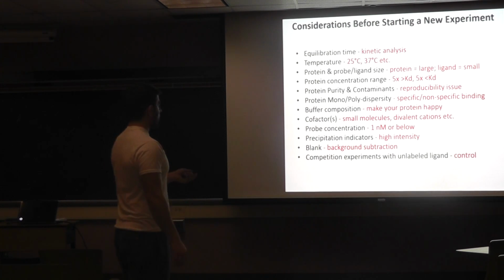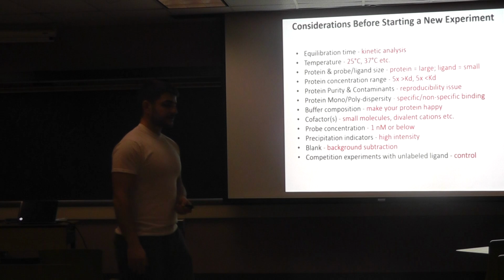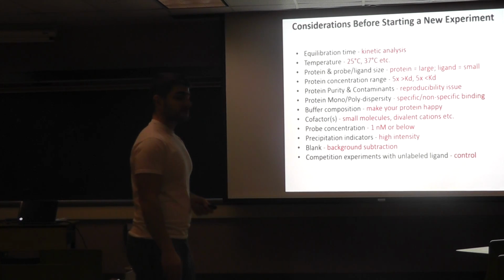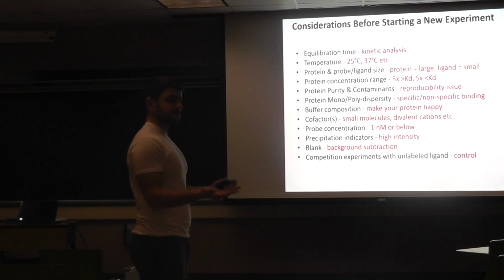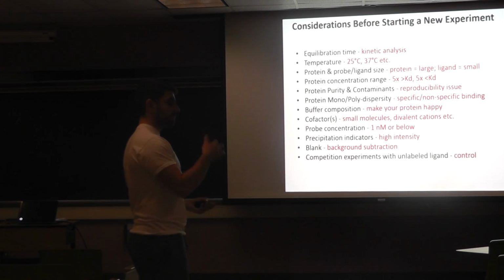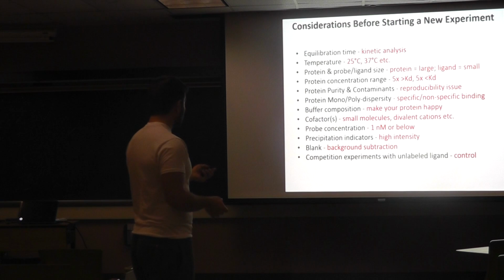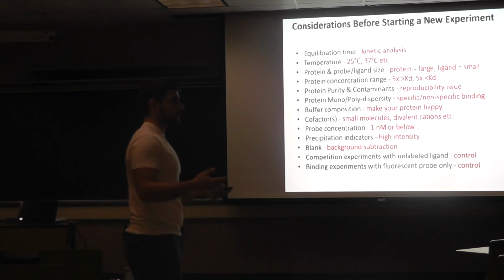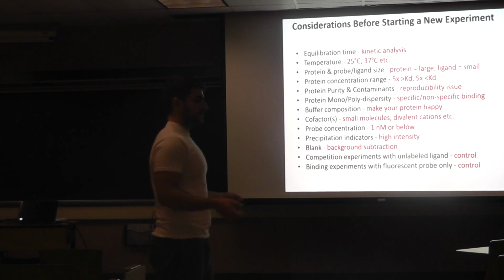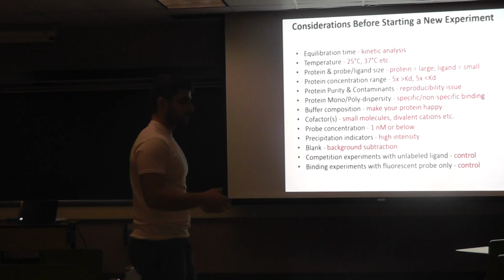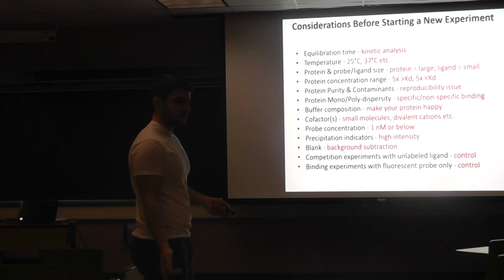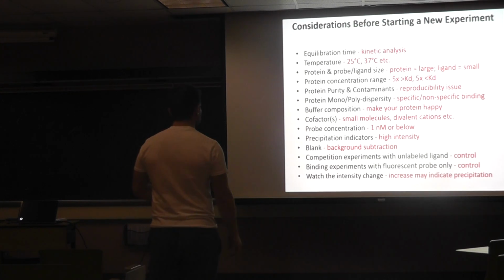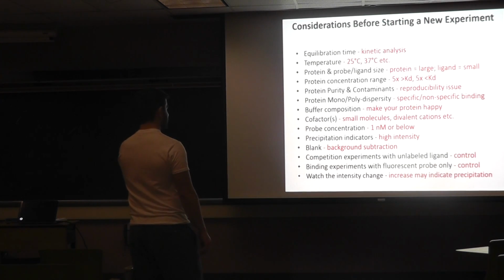One control to do, to see if your protein is binding to the tag, is to do competition experiments and compare your IC50 value to the KD that you're getting and make sure that everything is making sense. Another control that you can run is, if it is a fluorescein tag, you can test the binding to the fluorescein tag itself and see if you're going to see any binding. And again, where's the intensity change?